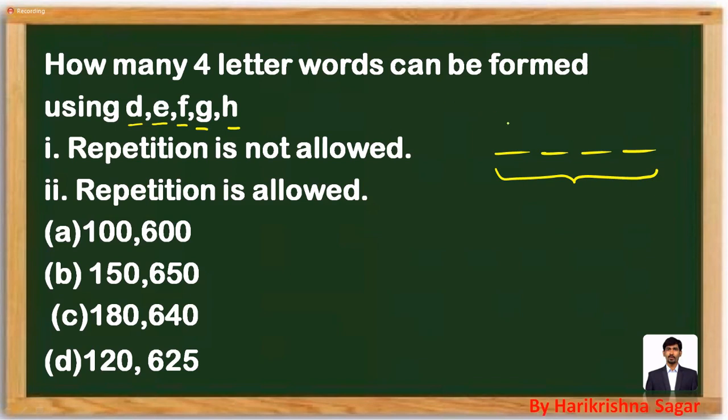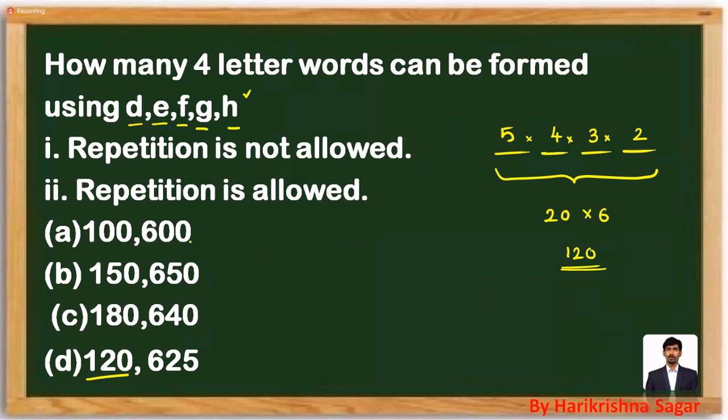There are 5 letters. The first gap can be filled with any one of these 5 letters. Because repetition is not allowed, once we fix one letter out of the 5 in the first place, we can choose any one of the remaining 4 letters for the second gap, then the remaining 3 letters for the third gap, then the remaining 2 letters for the fourth gap. So the total number of possibilities: 5 into 4 is 20, 3 into 2 is 6. The final answer will be 120. You can mark it as this.